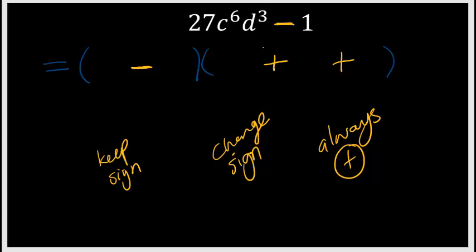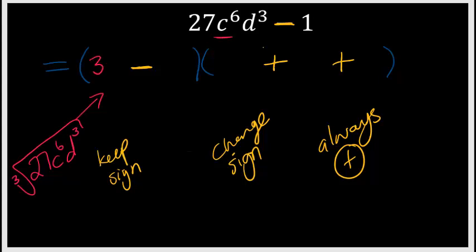Let's see what we do with the first bracket. In order to get the 2 terms in the first bracket, for the first term, we are going to take 27c^6d^3, that's this term, and we are going to cube root it. So the cube root of 27 is 3. c^6 is going to be c squared, and d to the power of 3 is just d. Our second term, we're going to do the same. We're going to do the cube root of 1, which is 1. And that is how we get the first bracket.